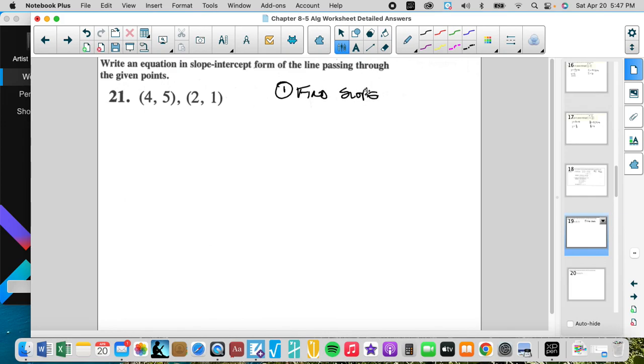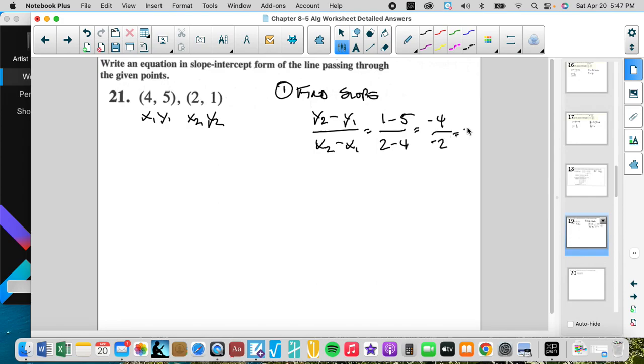So finding the slope, that's x sub 1, y sub 1, x sub 2, y sub 2. Remember, slope is y sub 2 minus y sub 1 over x sub 2 minus x sub 1. Y sub 2 is 1 minus y sub 1 over x sub 2, 2 minus x sub 1, which is 4. That gives me negative 4 over negative 2, which gives me a positive 2. So here's my first equation, y equals 2x plus b, much like I did before.